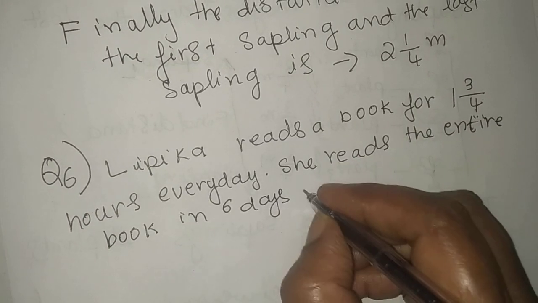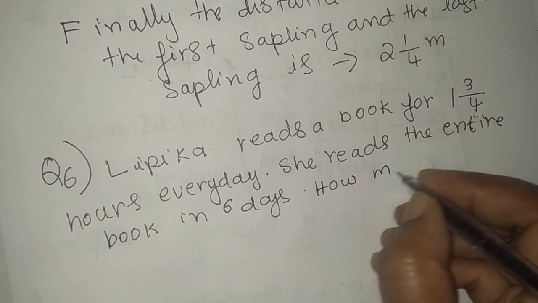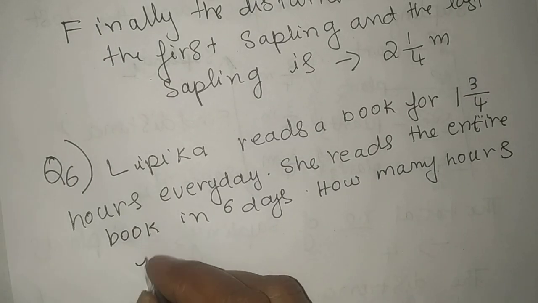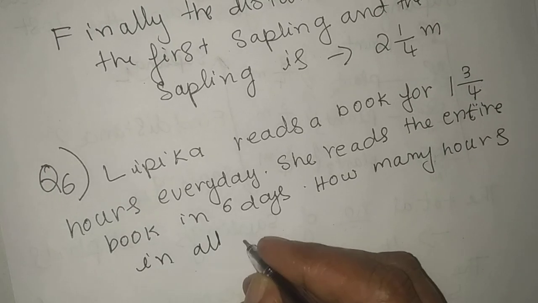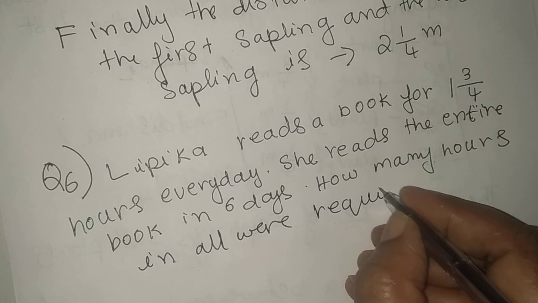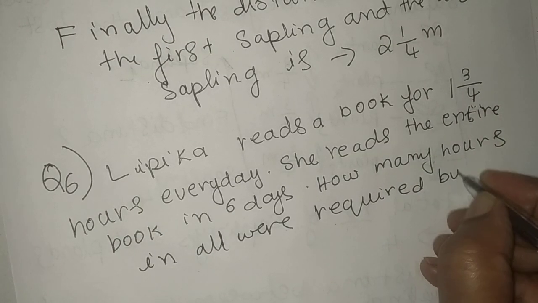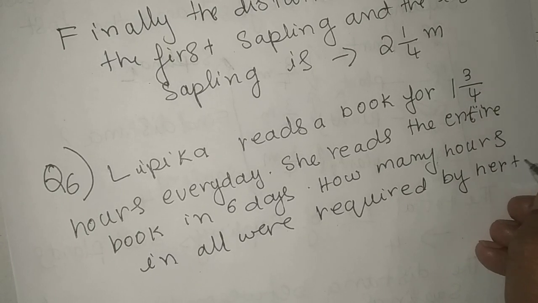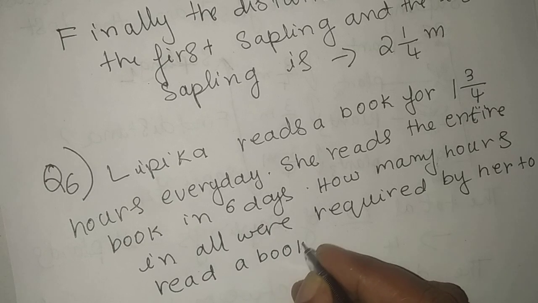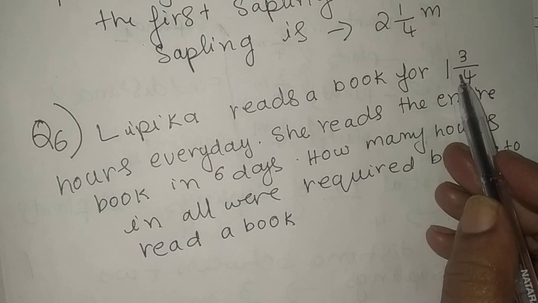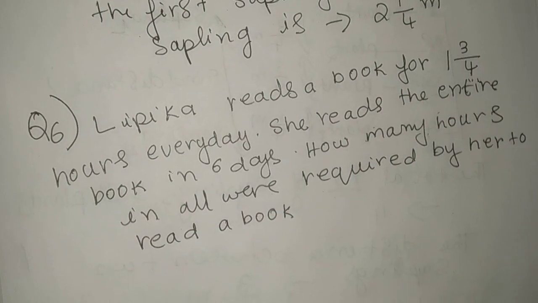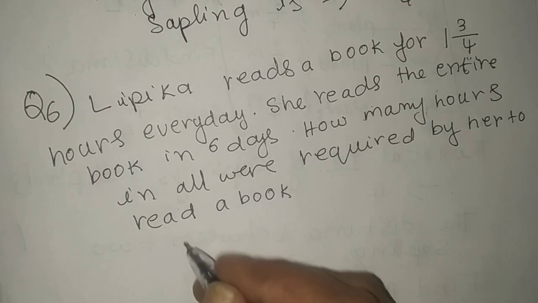How many hours in all were required by her to read a book? So Fathima reads a book for 3 by 4 hours every day. She reads the entire book in 6 days. How many hours in all were required for her to read a book?